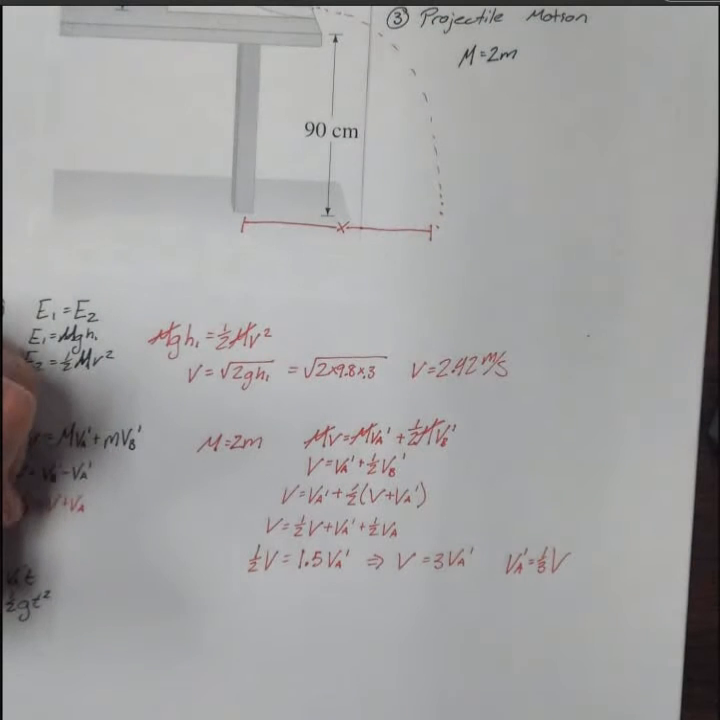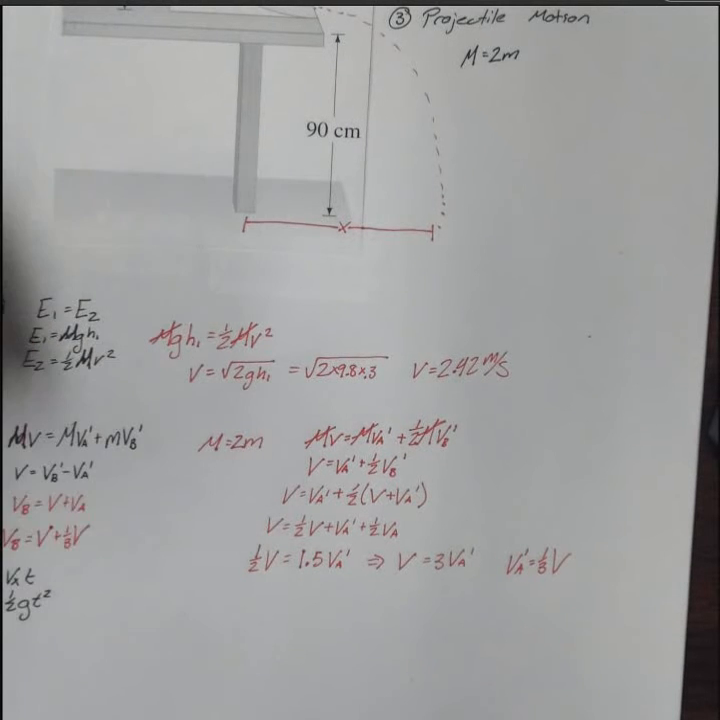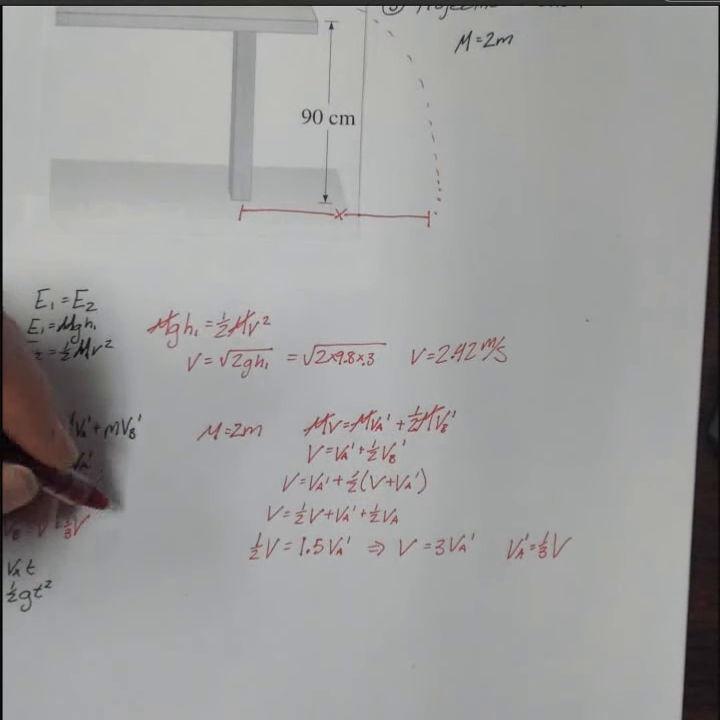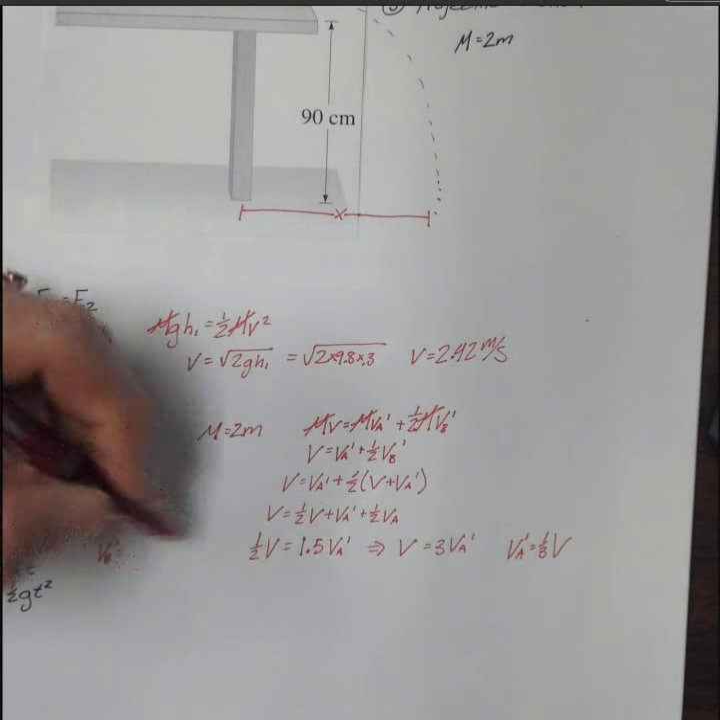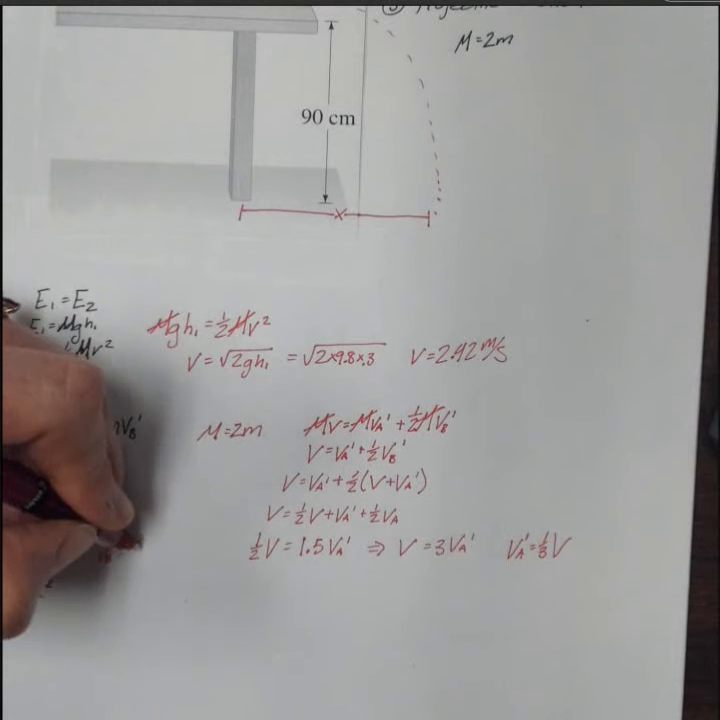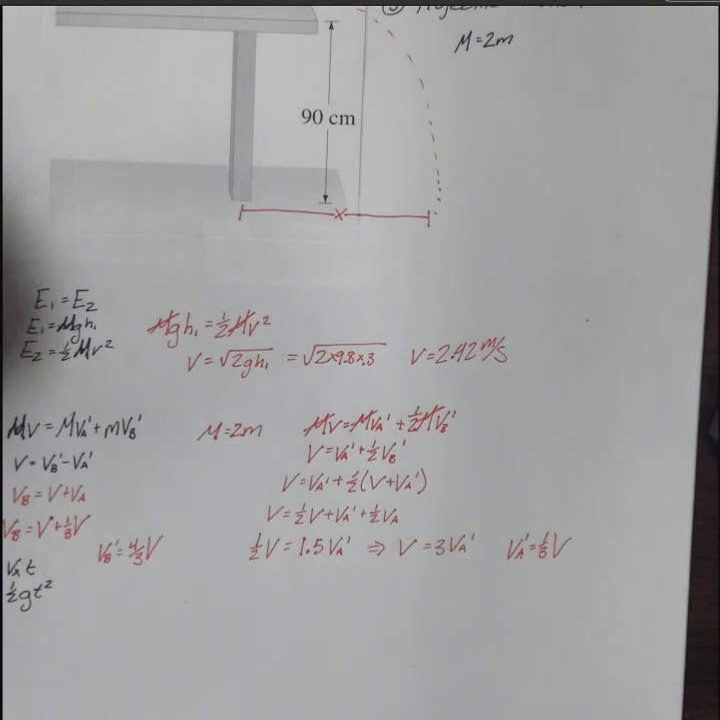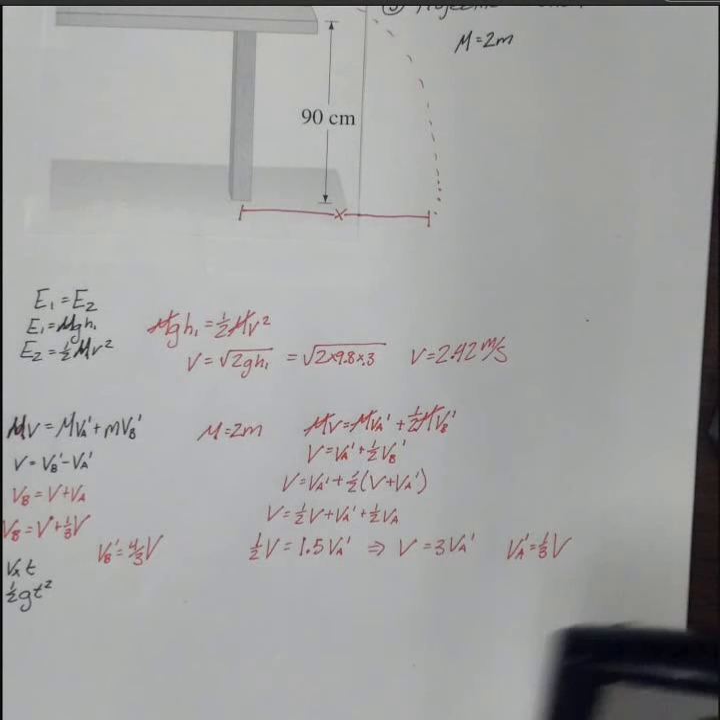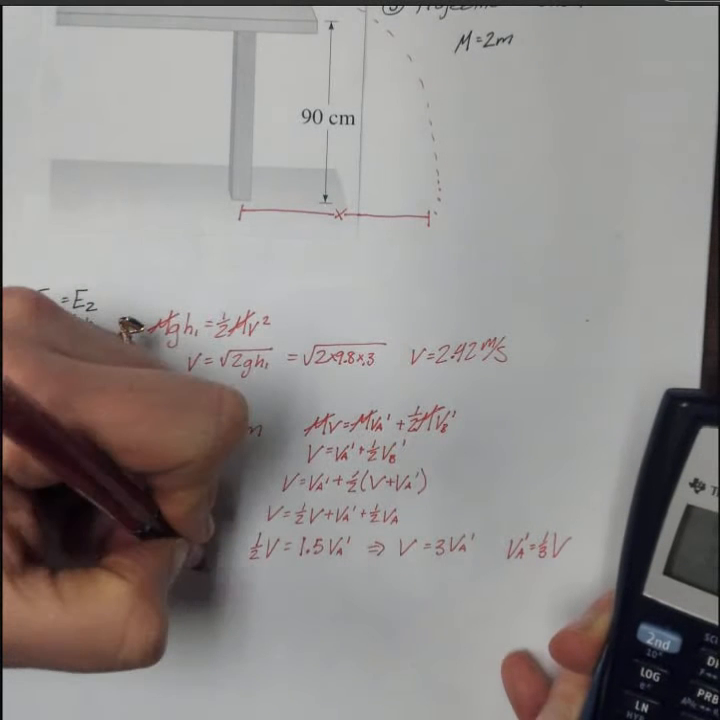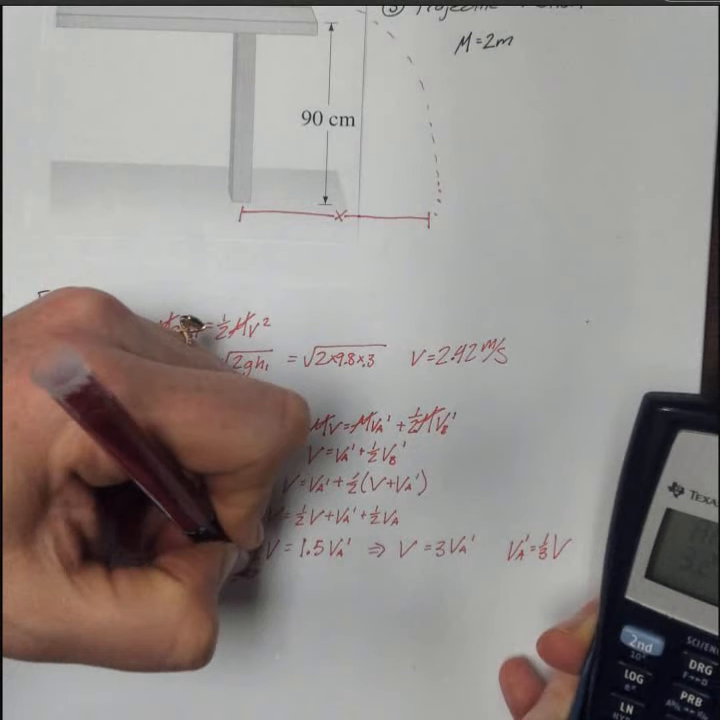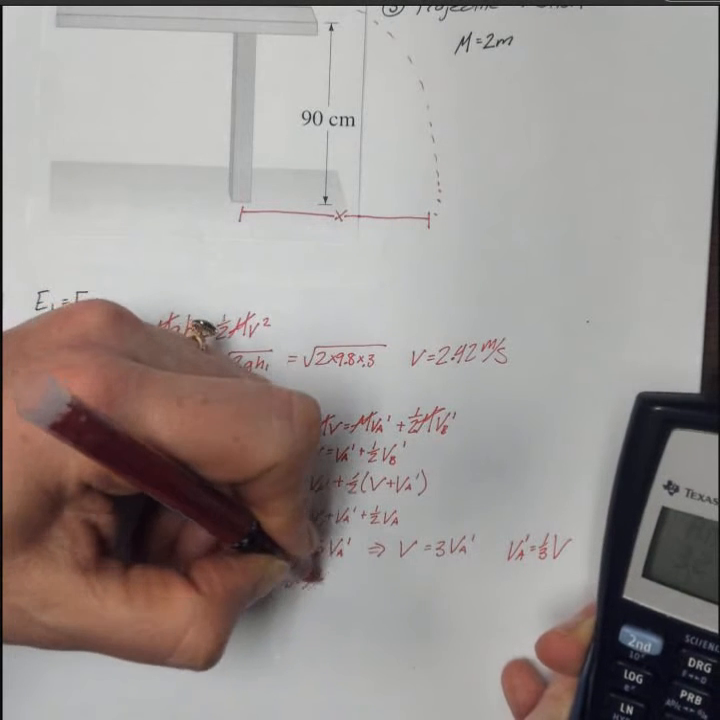And then solving for VB, VB equals V plus 1/3 V, and that means that VB prime is actually going to be equal to 4/3 the initial velocity. 4/3 the initial velocity is going to be 3.23 meters per second.